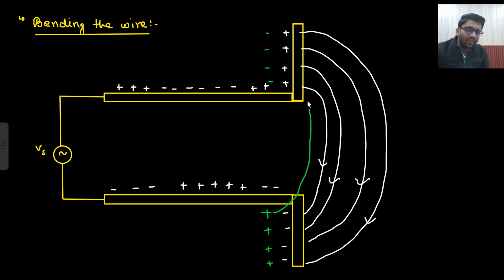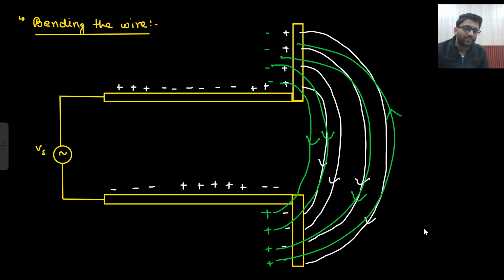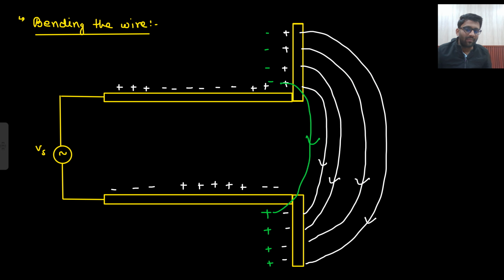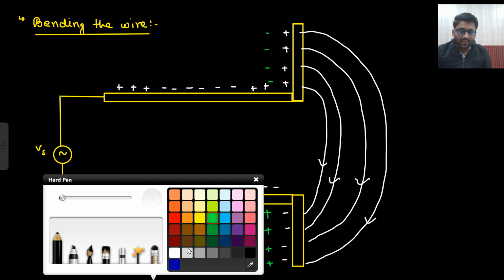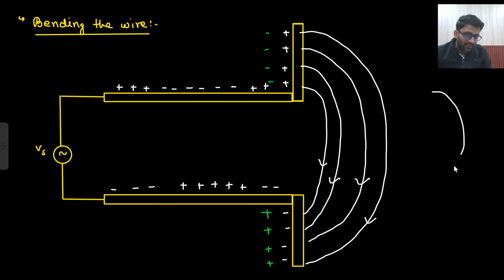From positive to negative, from positive to negative, from positive to negative. And this is happening with respect to time only. What I mean to say is that at some times your electric field lines were in this direction, and after some time the electric fields are in this direction.